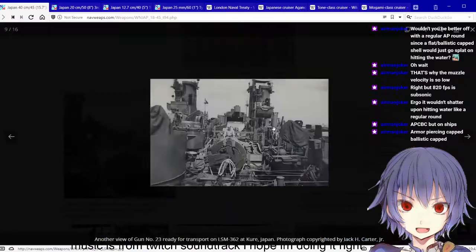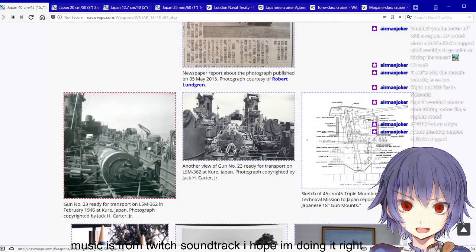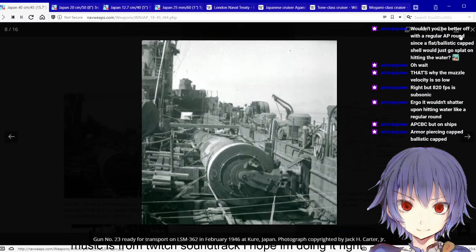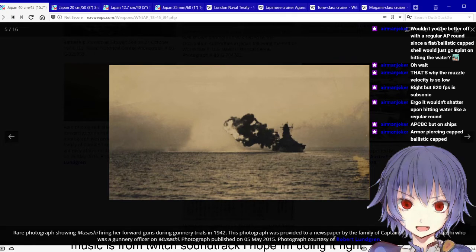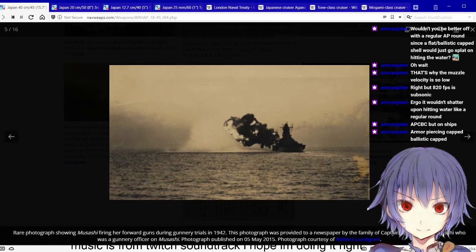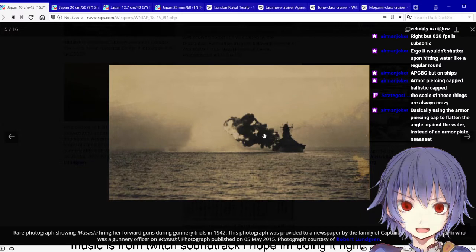Some other stuff. This guy's sitting on a Yamato gun. I'm just looking at these pictures while we're here. Here's this picture that came out a couple of years ago, apparently. Thanks, Robert Lundgren and the family of Tamashige Nagahashi. There's Musashi firing her guns during trials, when she was just being completed, before commissioning.